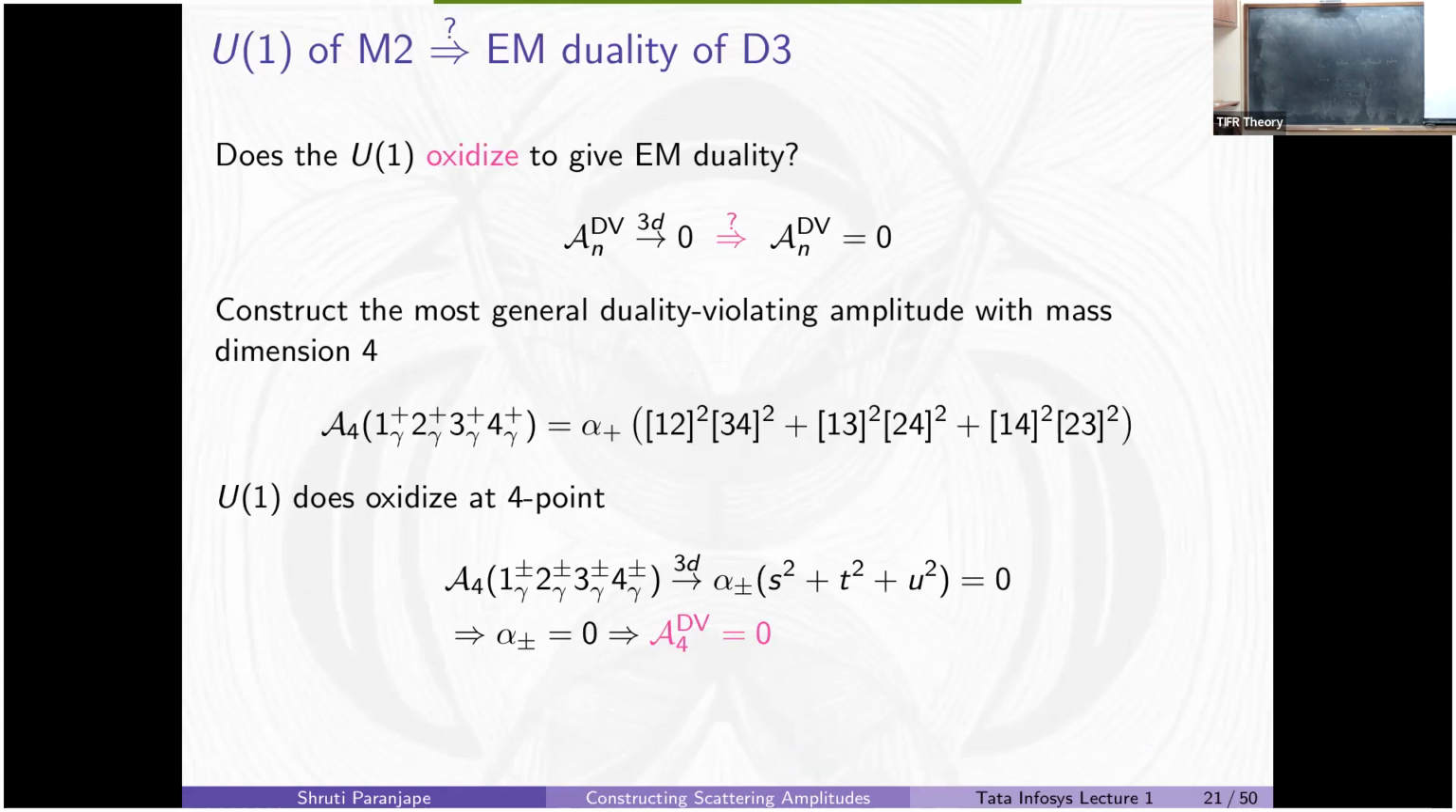So I want to say that if a duality violating amplitude vanishes in 3 dimensions, then the duality violating amplitude has to also vanish in 4 dimensions. At 4 point, this is very easy to see. You just write down the only thing I can write down, which is permutation symmetric and has the correct little group structure and the correct mass dimension at 4 point. There's only one thing it can be, and so I put a general coupling constant in front. And then I just set my momentum to 3 dimensions. That gives me this. S squared plus t squared plus u squared is generally not 0, which means for this to be 0 in 3 dimensions, alpha plus minus has to be 0. Okay, so all this to say that generally it seems to work.